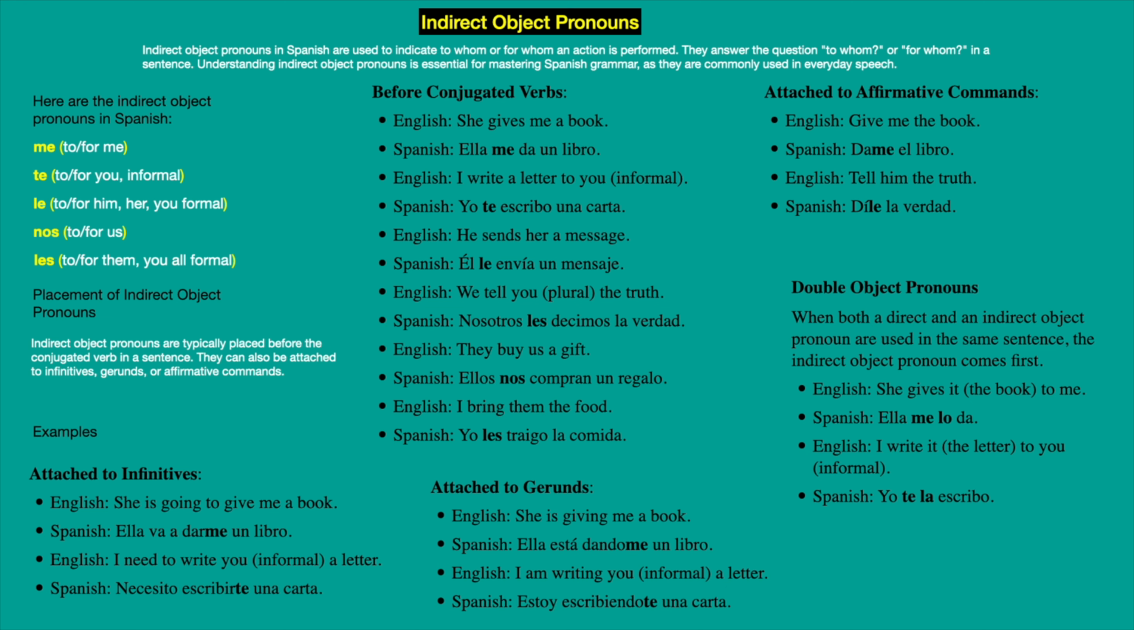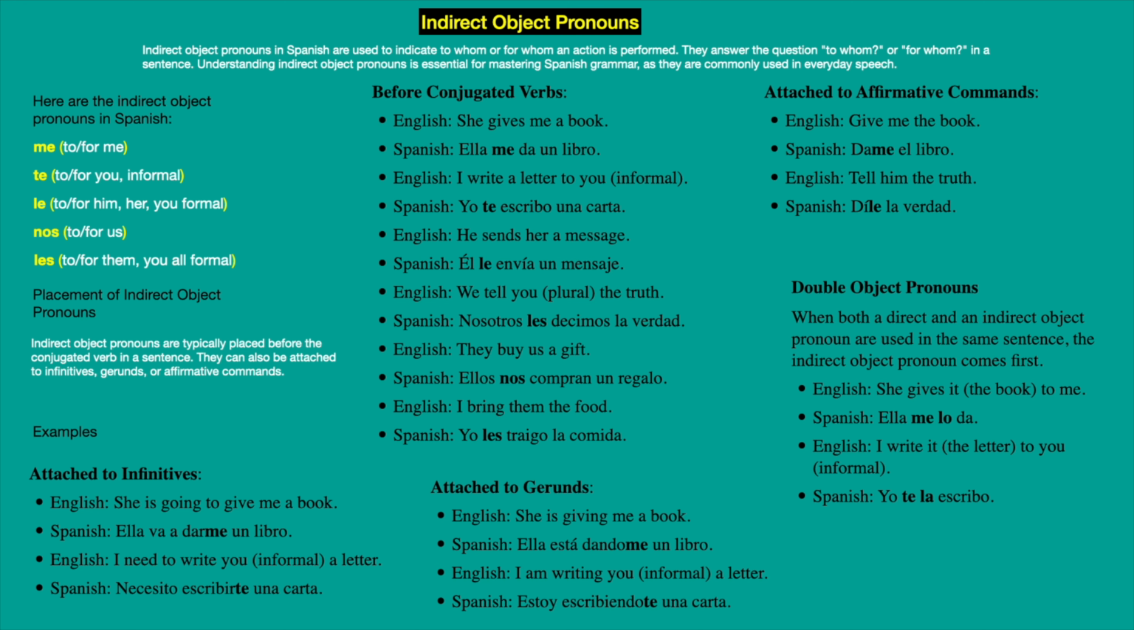So all those are going to go before the verb. First the indirect object pronoun, and then the it. What we are going to substitute, we are going to remove the object. Ella me lo da. And the same with I write it to you. The it is what we are going to use in that case, la or lo, which is going to be the object. Yo te la escribo. What? The book.